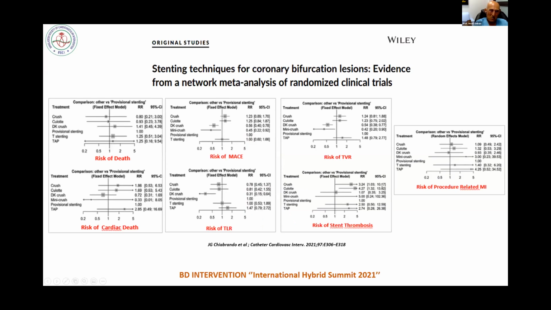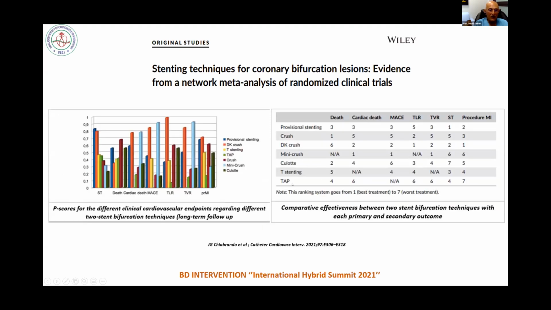But please remember that if you are shifting to a two-stent technique, then choose the right technique. That means, after overcrossing in provisional stenting, the only alternatives could be T-stenting, TAP or culotte technique, as you can see.